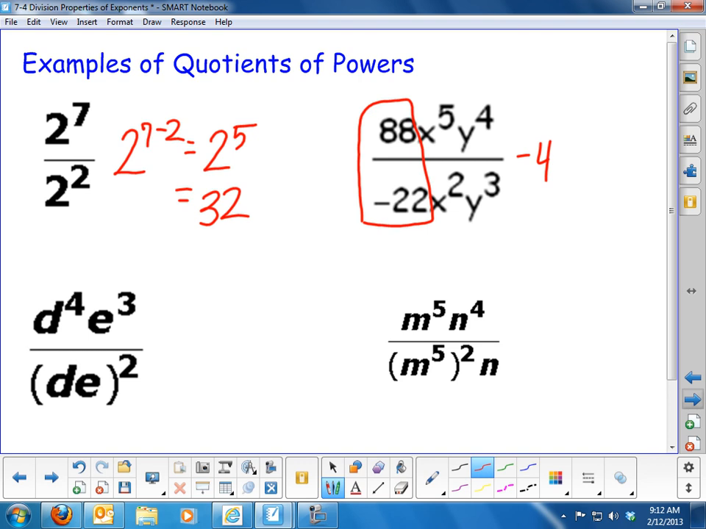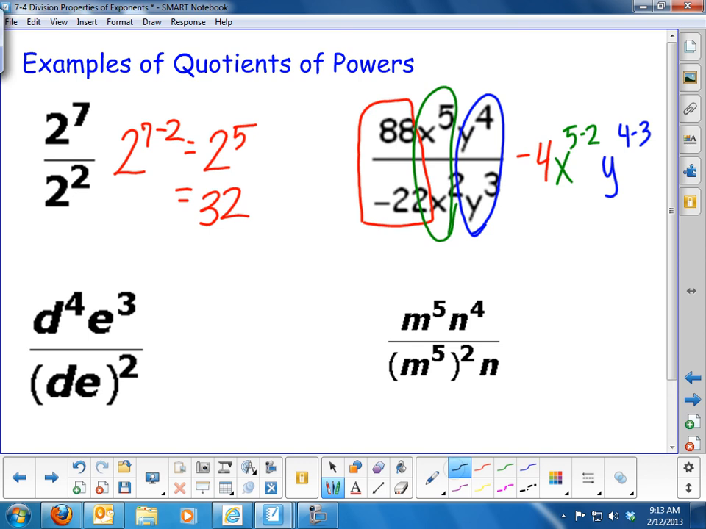Now I'm going to take my x's right here, and I'm going to keep my base of x, and I'm going to subtract those exponents, 5 minus 2. Then I'm going to take my other base, which is y, and I'm going to subtract those exponents, 4 minus 3. Then lastly, I'm going to figure out what my simplified answer would be. Negative 4 x to the 3rd times y. That's y to the 1st power, which we know is just y.